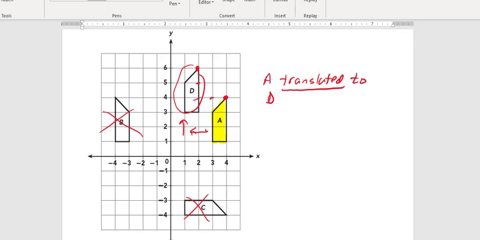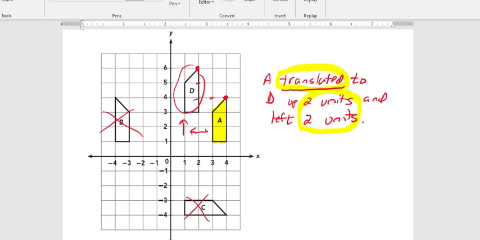So A translated to D, up 2 units, and left 2 units. And I want you to notice it doesn't really matter in which order we do it. It could have gone left and up. It could have gone up and left. Either way, it ends up in the same place. I want you to notice, though, that either way, we talk about what happened and we talk about how it happened. That's the most descriptive that we can possibly be with that.